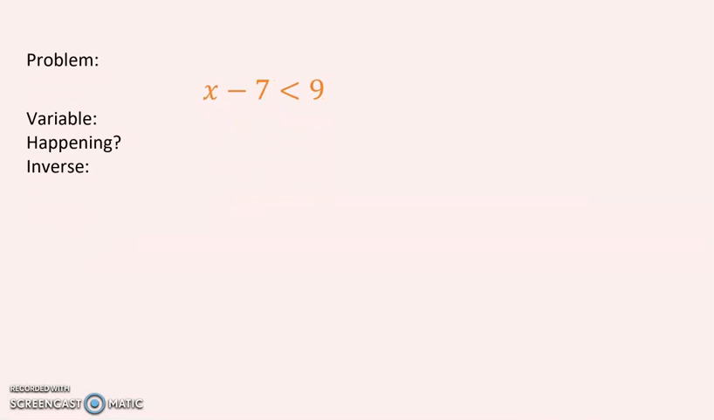So let's start with a problem. And these problems are actually really similar to our one-step equations. The only difference really is the inequality, which adds a little bit extra. So the first thing that we should figure out is our variable, which is the x. What's happening currently to our variable is subtraction, so the inverse that we need to do is addition. And very specifically, we're subtracting 7, so we need to use the inverse of adding 7 to both sides of that inequality symbol.